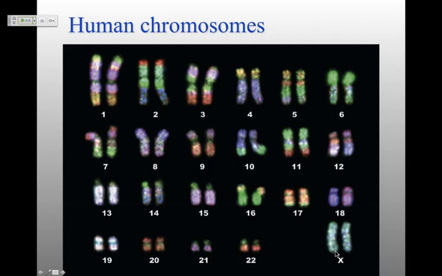This particular, what they call karyotype, is from male or female? Female, because we've got two X's here. Reminder that we've got 22 of the so-called autosomes. And so these are the non-sex chromosomes, and then the sex chromosomes here as well.